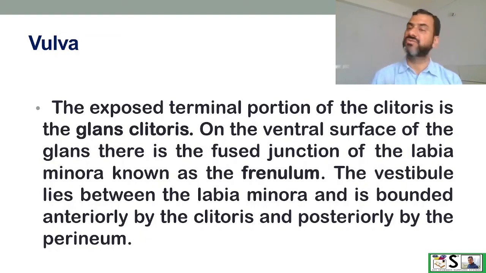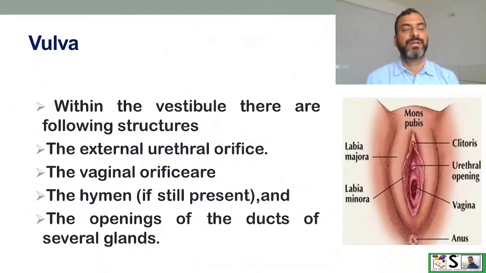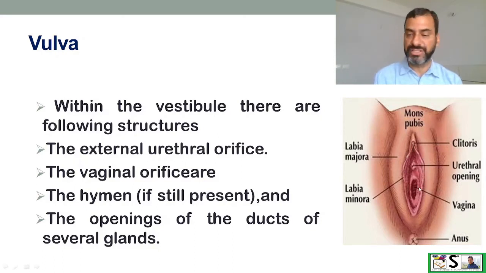Then there is vestibule. Vestibule lies between the labia minora, bounded anteriorly by clitoris and posteriorly by perineum. Within the vestibule, there are following structures: the external urethral orifice, this is urethra, then vaginal orifice, then hymen if present, otherwise remnants of hymen, and opening of different ducts and several glands.